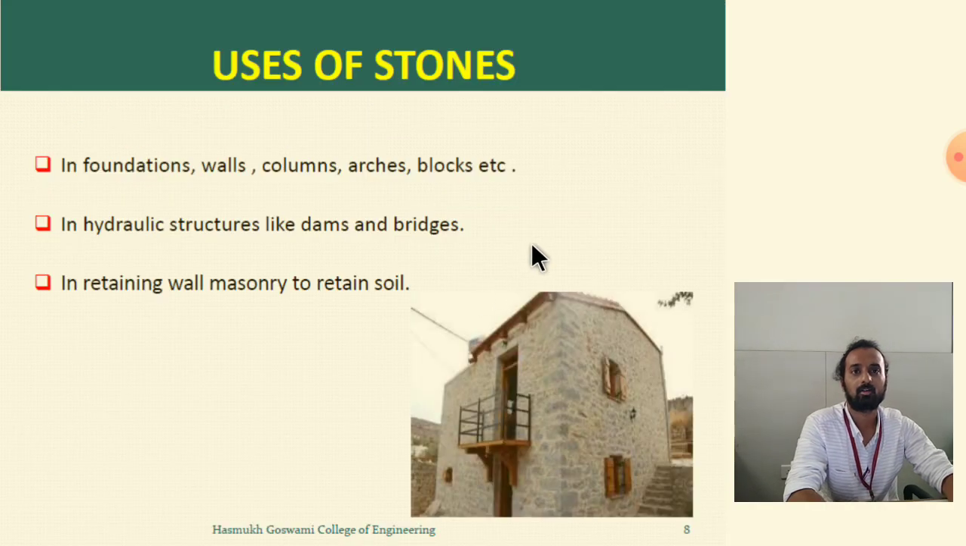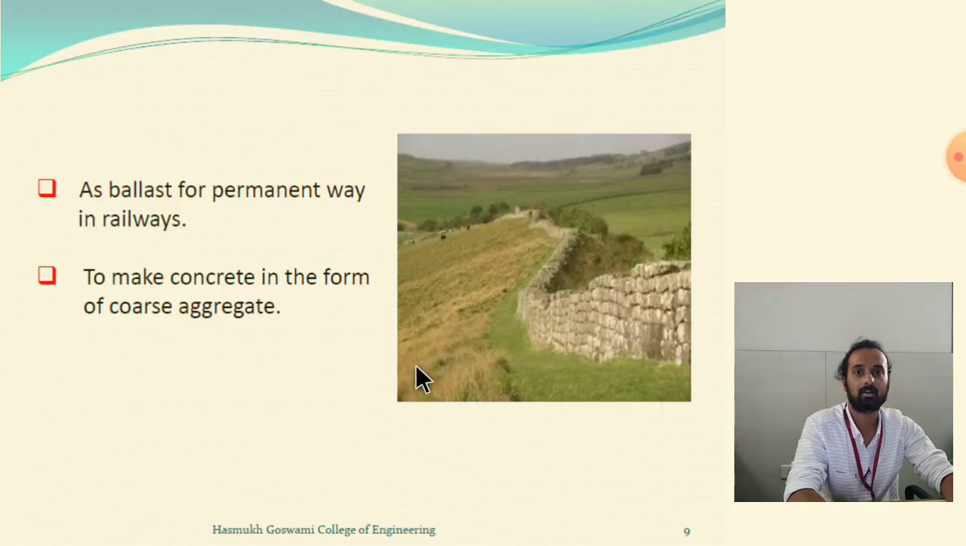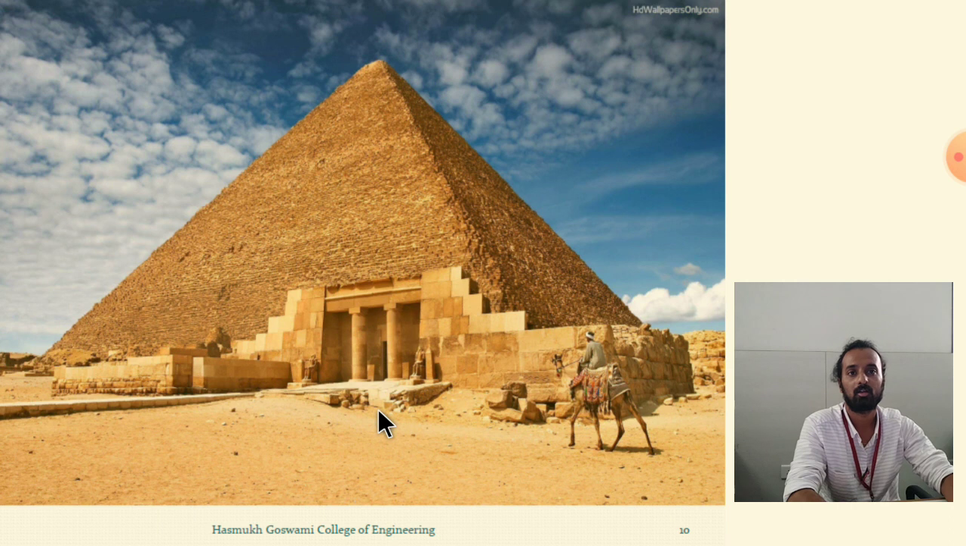Next we are going to discuss the uses of stone. As seen in this image, stone is used in foundations, walls, columns, arches, blocks, everywhere. In hydraulic structures like dams and bridges, we also use stone. In retaining walls, even in this generation and technology, stone is a very important part, and also as ballast in the permanent way in railways, right? To make concrete, we use stone especially as coarse aggregate.